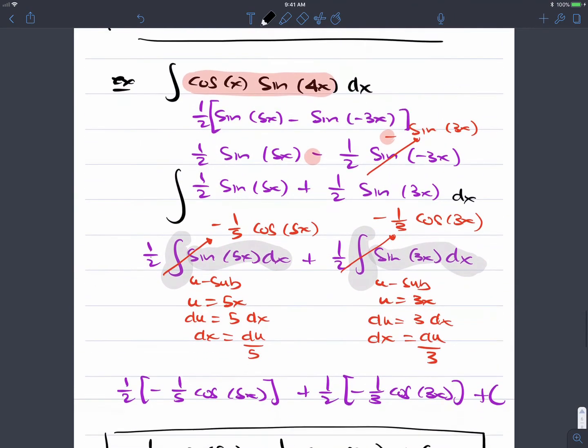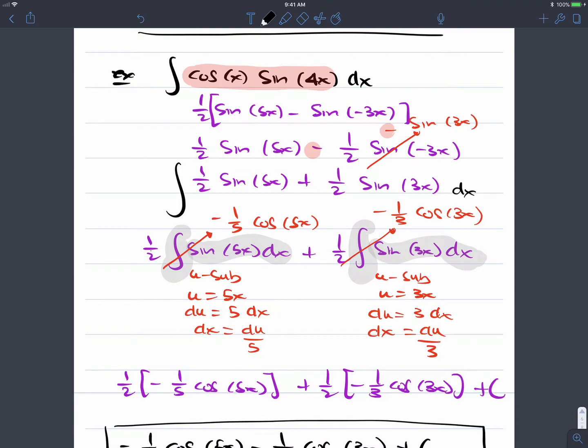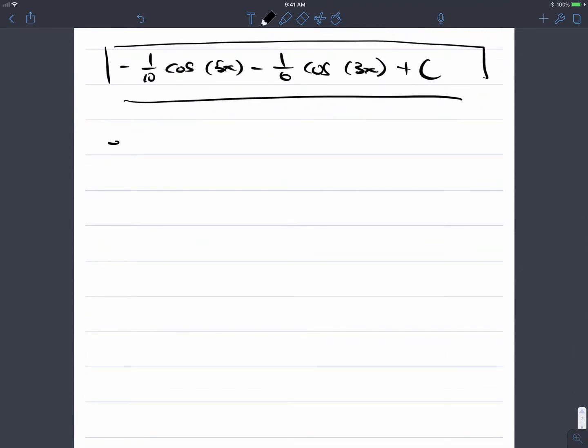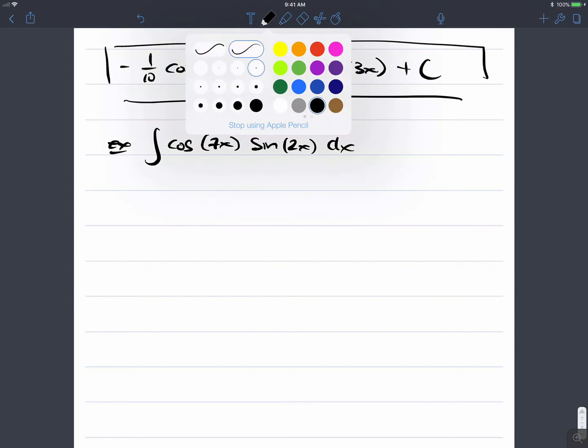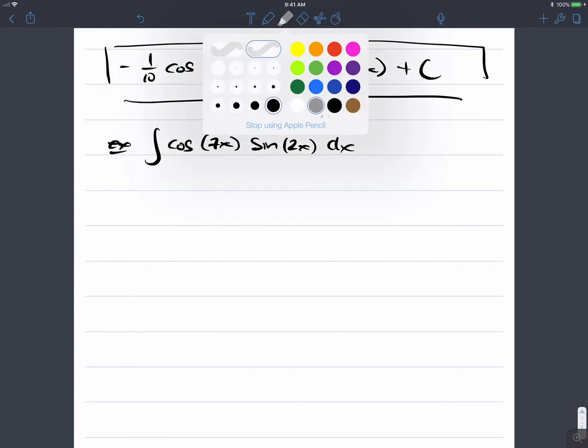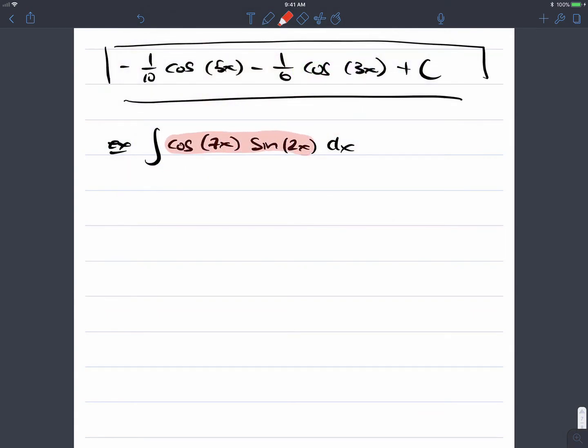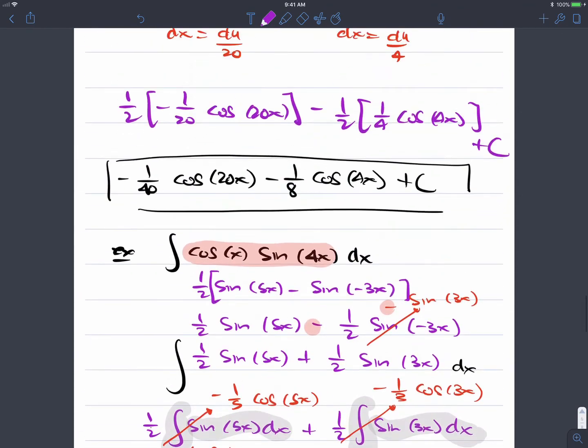So this here is how you integrate a cosine sine product. And we'll do one more, cosine sine product. This time we'll say the integral of cosine 7x sine 2x dx. So that's cosine 7x sine 2x now. Notice again you have this product here. 7x and 2x.